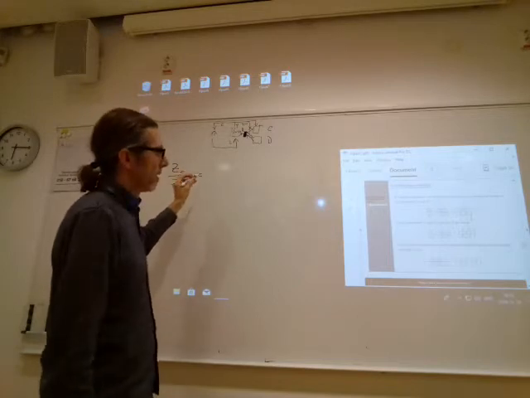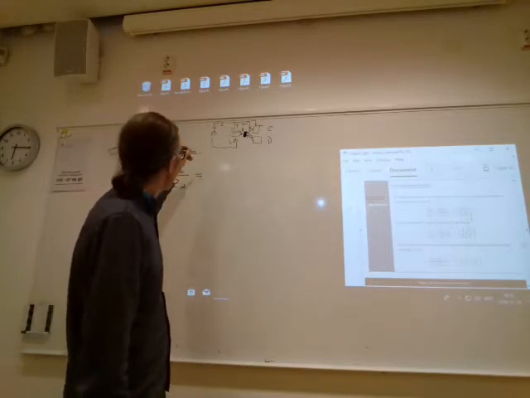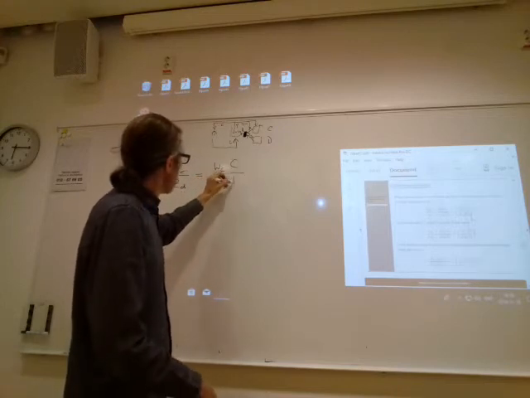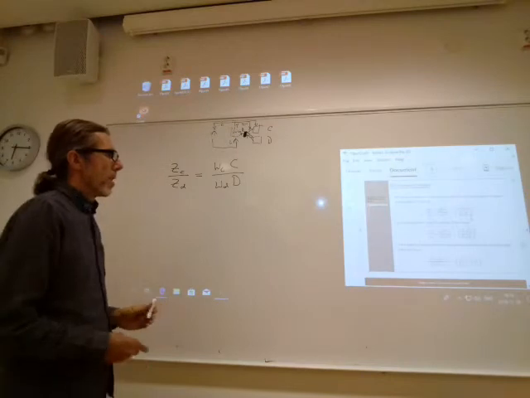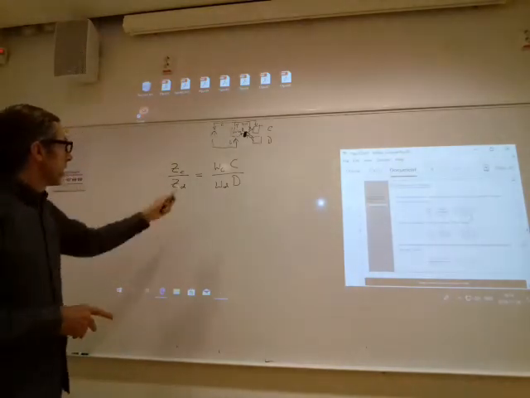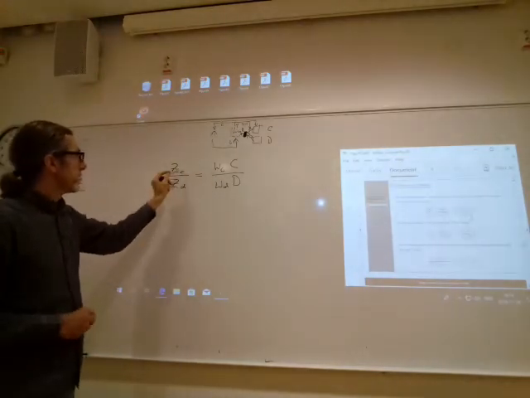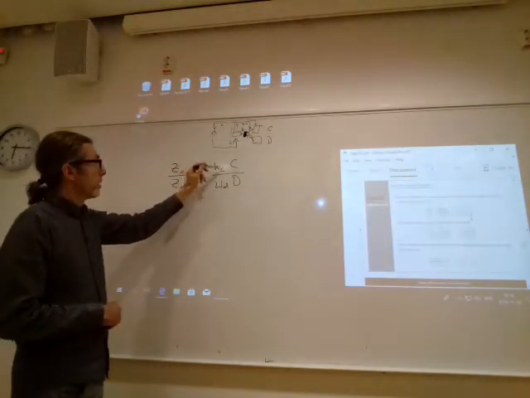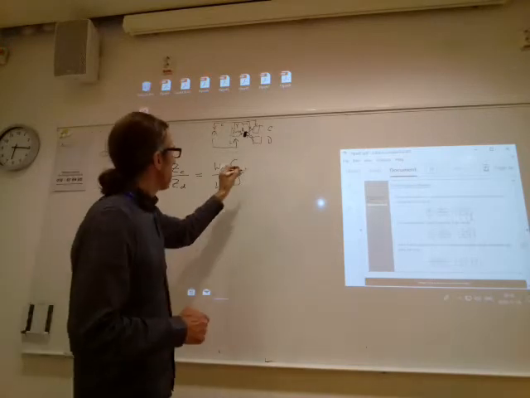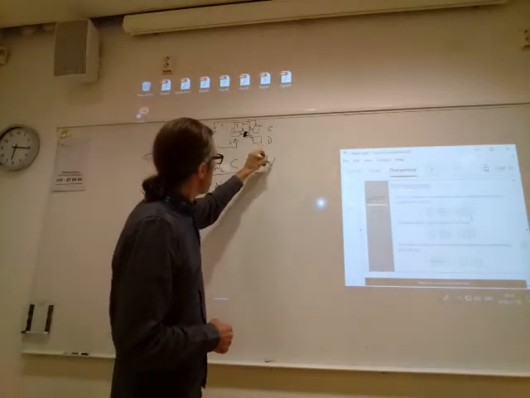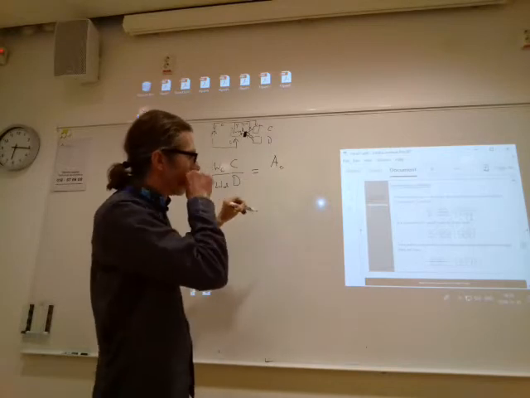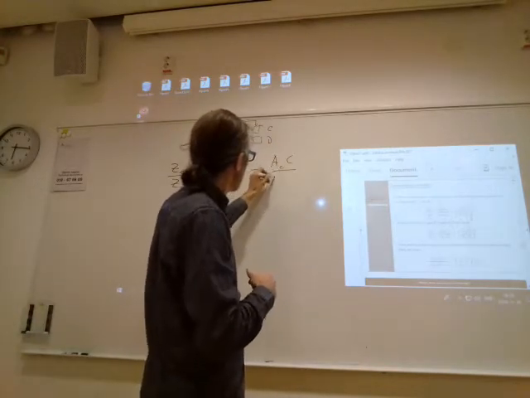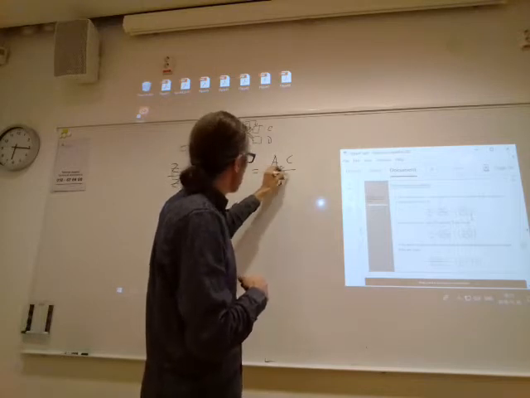firms invest in proportion to the factor shares, which in this case with C's and D's is this: ZC over ZD, where Z's are their investment in research, are in proportion to the factor shares. And the factor shares are in proportion to the factor quantities.